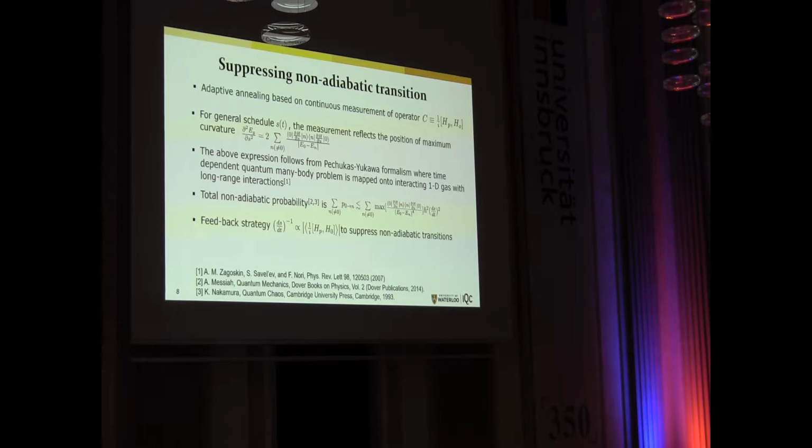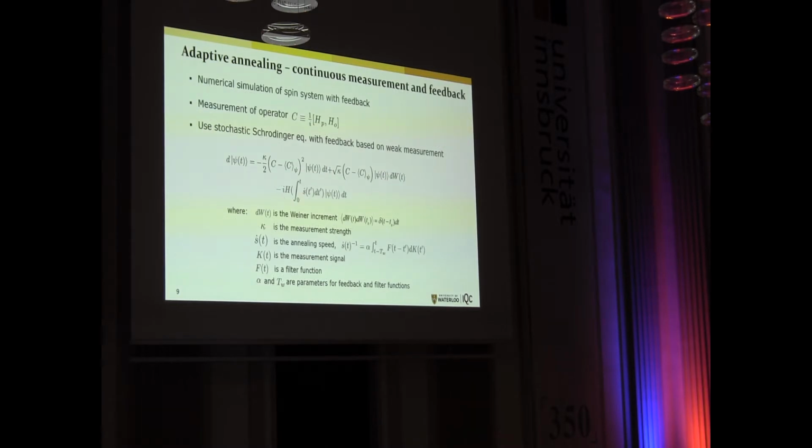This seems at least to be a good starting point, but we are still in the process of possibly improving this. So once we have this, we do a model of the annealing protocol based on the stochastic Schrodinger equation. This is the wave function of the system, which evolves due to the Hamiltonian H. S of t is the annealing schedule. C is the operator that is measured.